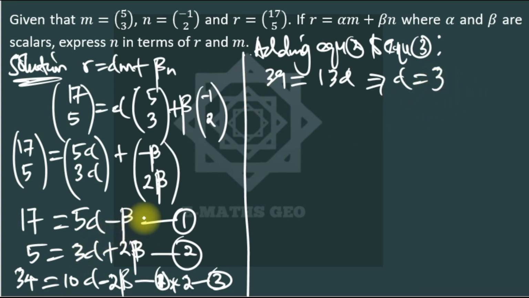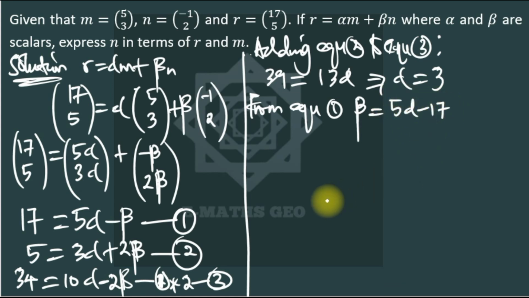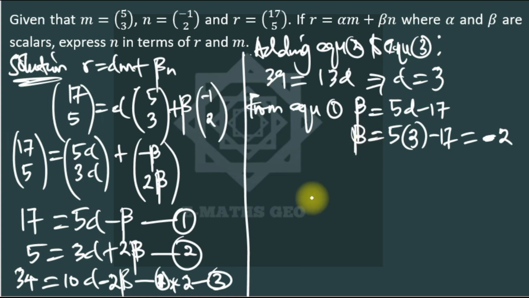So let's choose any of the equations and substitute the value of alpha to find beta. The best one to choose is equation 1. From equation 1, you see that making beta the subject of formula is now 5 alpha minus 17. Yes, if you move it to the left, it becomes positive. So if you substitute, this is 5 times 3 minus 17, so 15 minus 17 is minus 2. So our beta is minus 2.